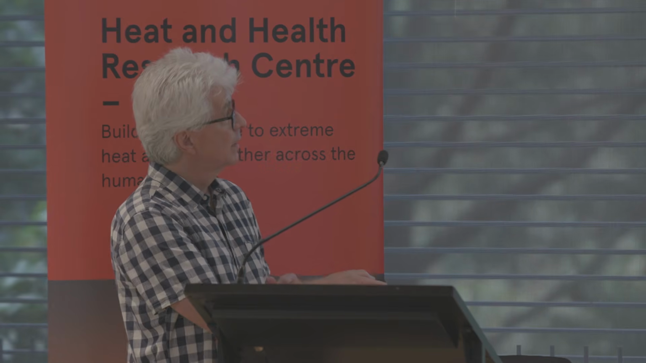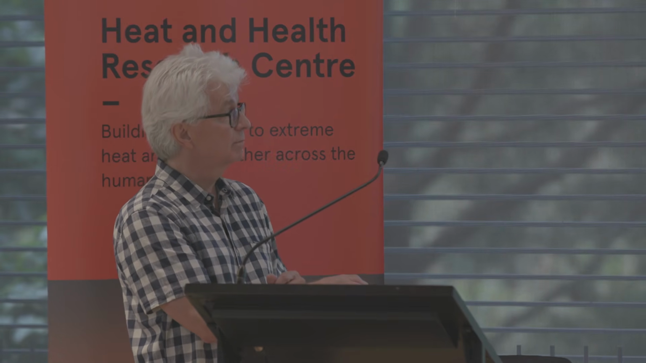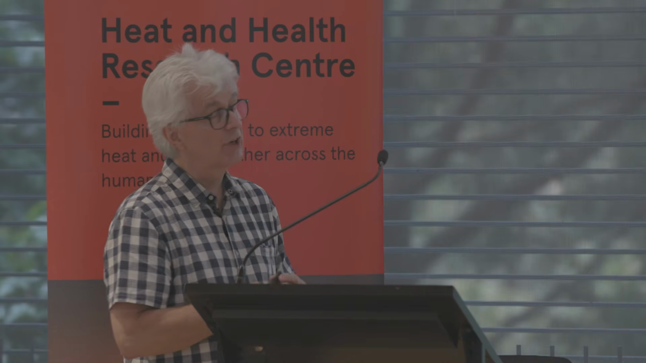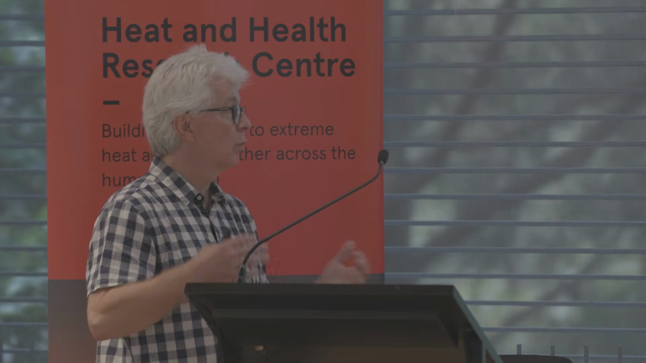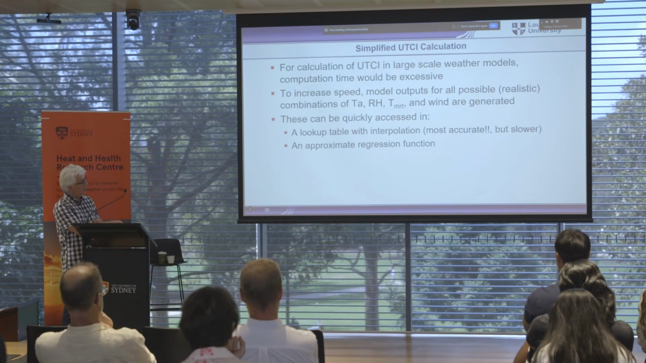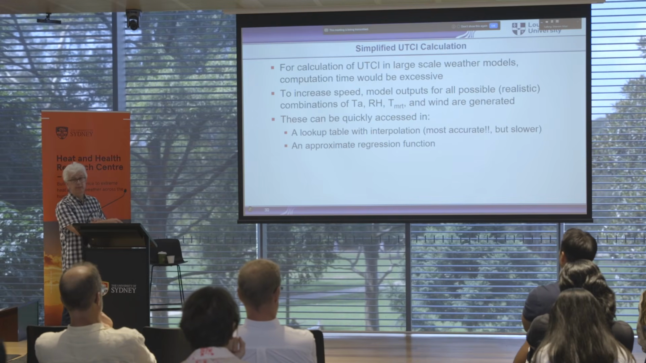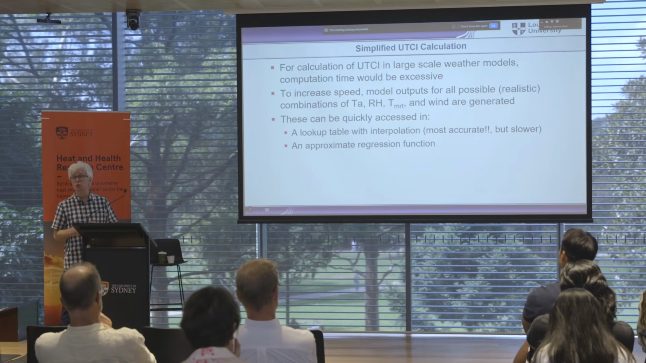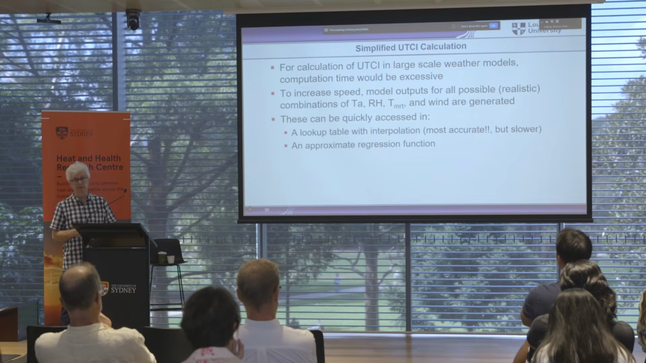But as there's more than 100,000 points in that table, that still can take quite a bit of time. So a lookup table with interpolation: if you have 22 degrees, but it might have 21 and 23 degrees, you can interpolate between them. And this is the most accurate, but very seldom, in my experience, used way of looking up the UTCI value.